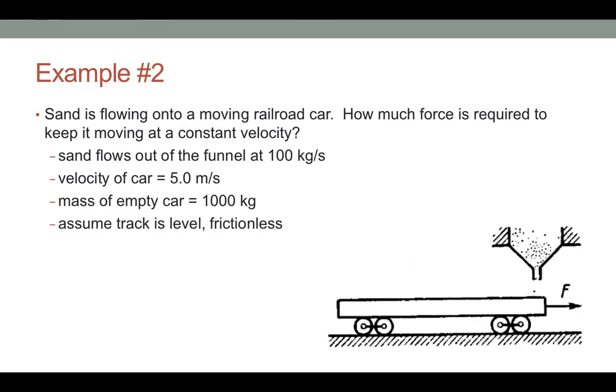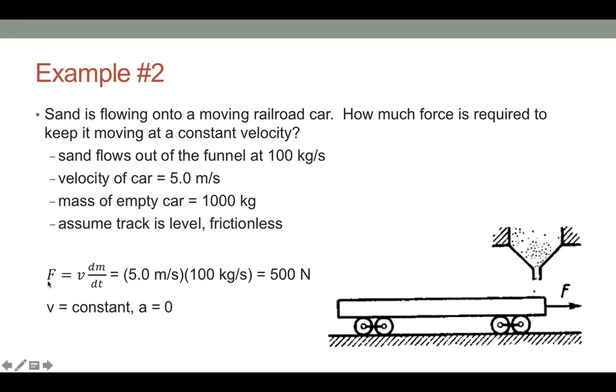Now I want you to do a second example. Here we're going to have a completely different type of variable mass system. Here we've got a railroad car, and we're going to be adding mass to it in the form of this sand. And the sand's going to run out at a rate of 100 kilograms per second. What I want to do is keep this railroad car moving at a constant 5 meters per second. The railroad car has a mass of 1,000 kilograms. We'll assume that the track is level and frictionless. Find how much force I have to apply to keep this railroad car from slowing down, and enter your number to the Google form attached.